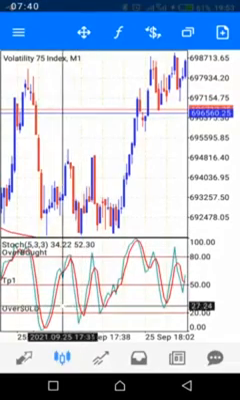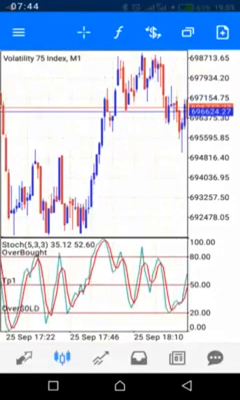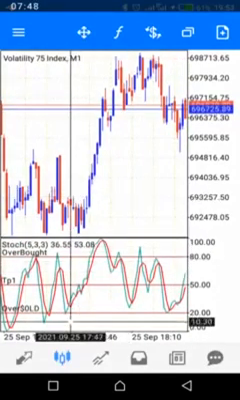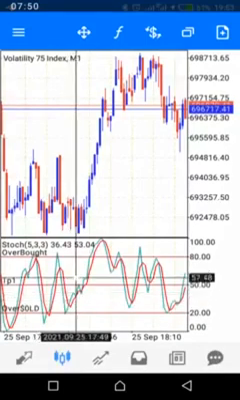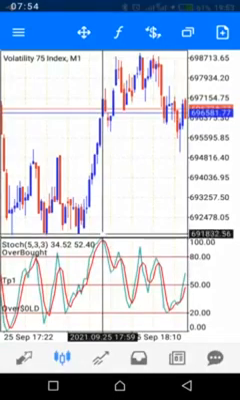Can you see here that the market actually started here and it ended here? Because the market is in an uptrend. Now, let's see another example.